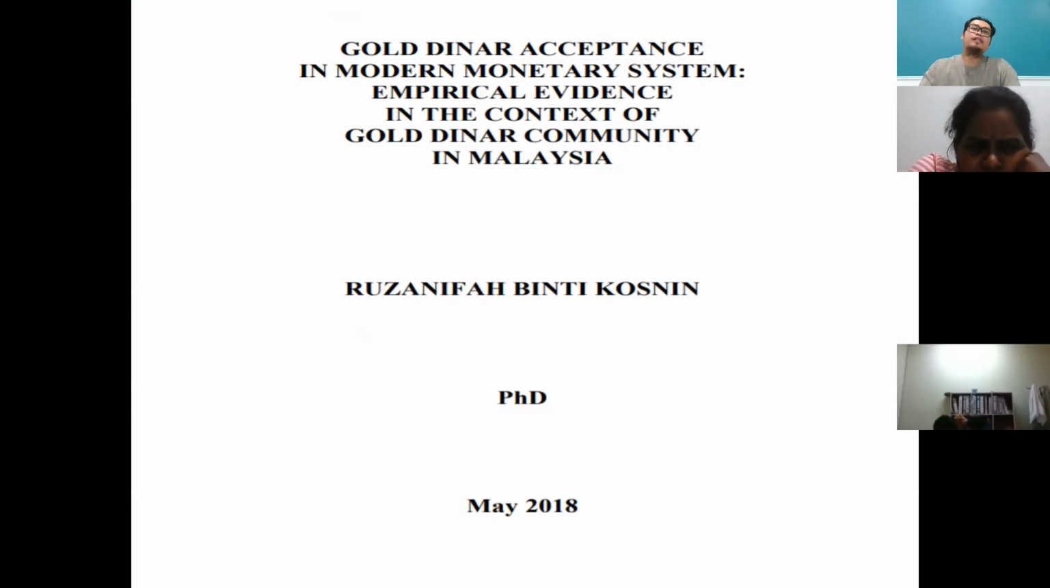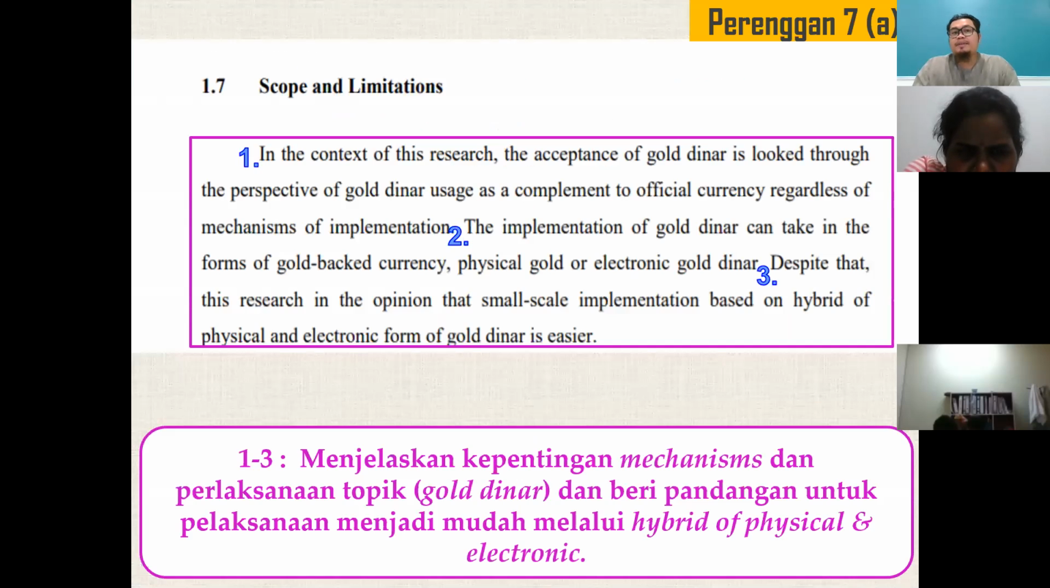Okay, this is number 7. The topic is Goldina acceptance in a modern monetary system, empirical evidence in the context of the Goldina community in Malaysia. Okay, we can see how they write on this topic. Scope and limitation. This is exactly UPSI style, because in UPSI, we use the words scope and limitation. Okay, this is another good example that matches the UPSI outline.